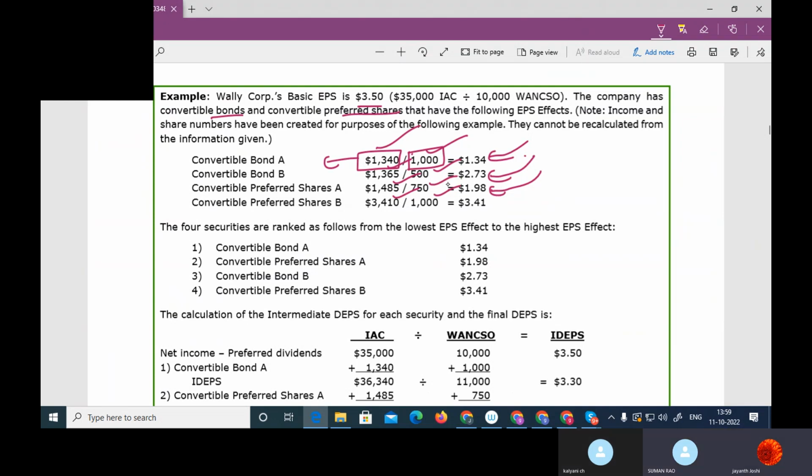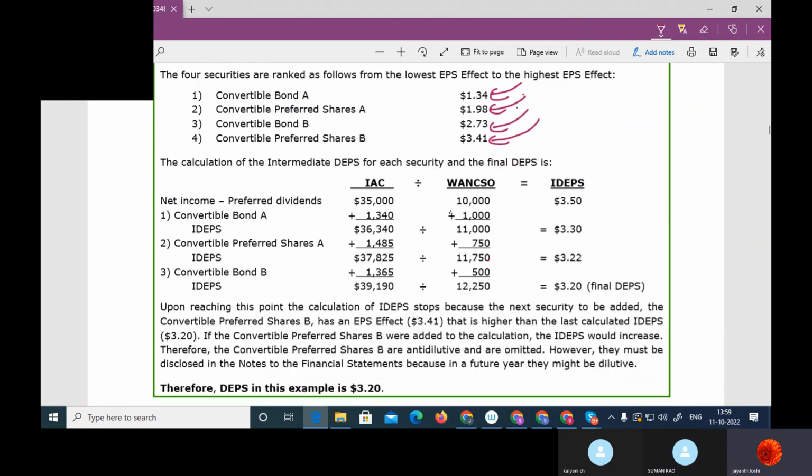The same goes for all. And then when you see all this, which is the smallest one? 1.34, that is the most dilutive. So first ranking. Second is 1.98, the second most dilutive. Then third most dilutive, then the least dilutive, correct? Yes, based upon that, you'll be giving your treatments.